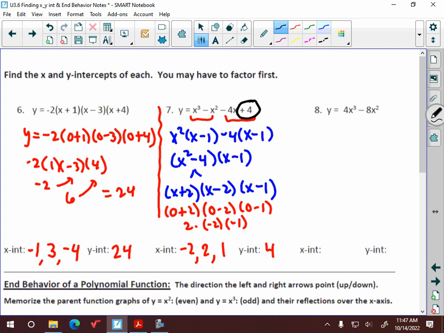All right, and then last one on this is number 8. It's in standard form, so that means they didn't factor it, so we want to factor it. And looks like there's a GCF of 4x squared. Pull that out, and we'll be left with x minus 2. All right, so our x-intercepts, we can set 4x squared equal to 0 and solve it, and we're going to get 0 for an x-intercept. And then for the x minus 2, we get positive 2.